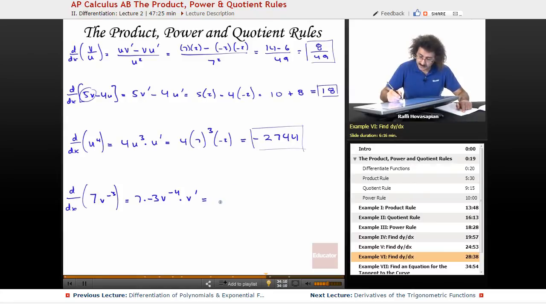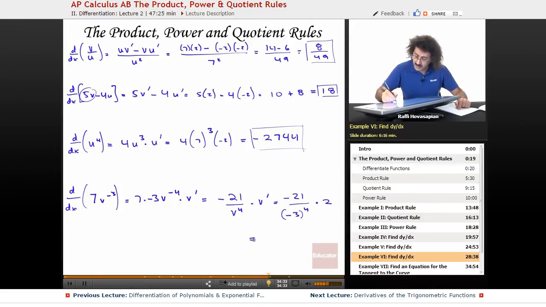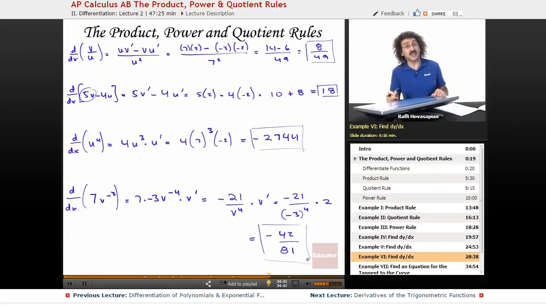That's the rule for powers. So this becomes minus 21 over v to the 4th. I just went ahead and put the negative 4 down there, times v prime. That equals minus 21 over minus 3 to the 4th times 2, and you end up getting a final answer of minus 42 over 81 if I have done my arithmetic correctly. Hope that made sense.